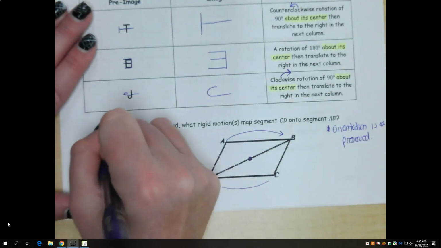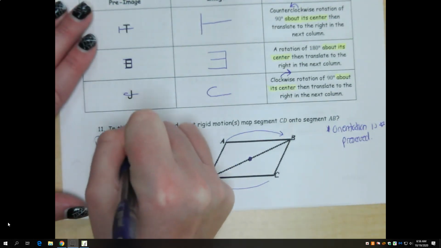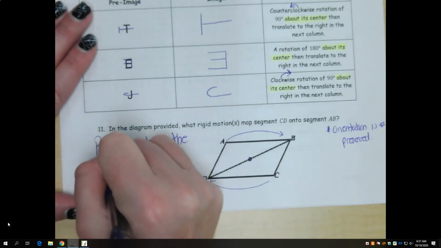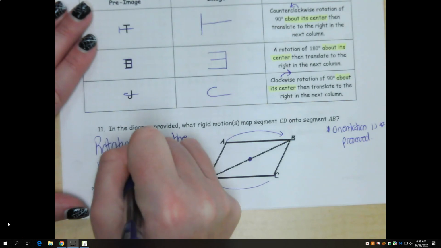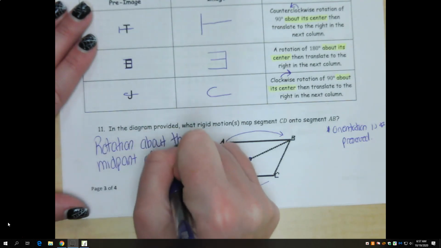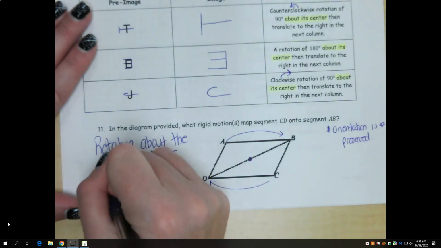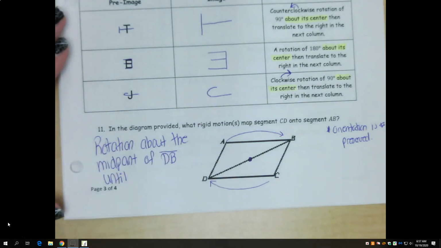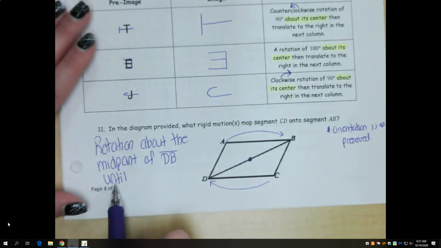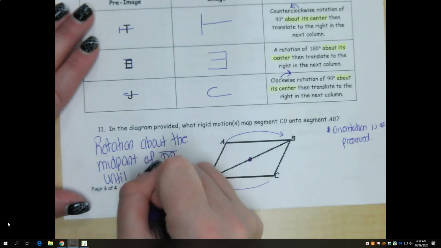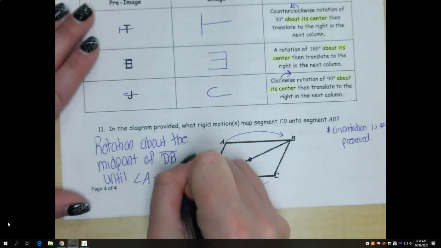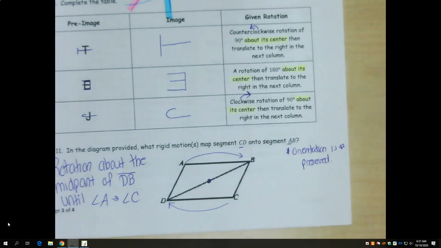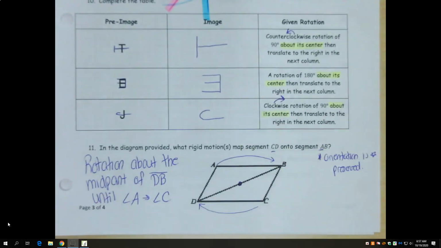So this is going to be a rotation about the midpoint of segment DB. And again, I'm going to rotate until, because I don't know how many degrees exactly. It looks like it's 180, but just in case, I'm going to say I'm rotating until angle A maps onto angle C. Again, A comes first, C comes first, so I know they correspond. All right, meet you on the last page.